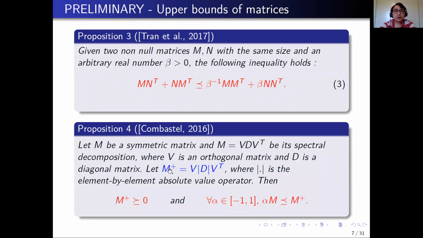Proposition 4, proposed in Combastel 2016, says that for any symmetric matrix M with its spectral decomposition V D V transpose, let M plus be determined by V absolute value of D V transpose. Then the matrix M plus is a positive semi-definite matrix and it is an upper bound of all matrices alpha M for any alpha taking a value between -1 and 1.